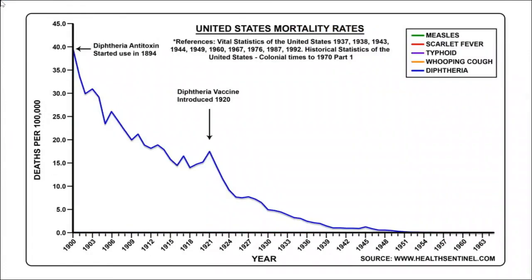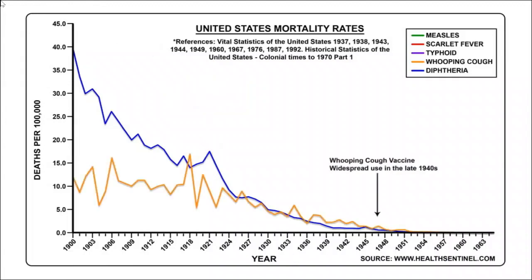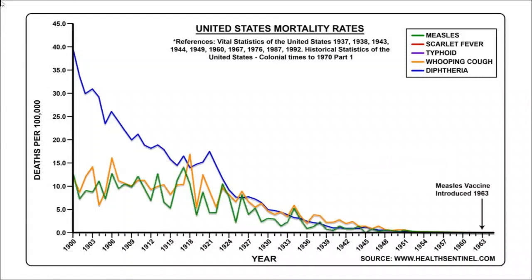This chart of United States mortality rates shows that continued deaths from diphtheria had fallen below 15 per 100,000 before the vaccine was introduced in 1920. Pertussis fell from as many as 16 per 100,000 in 1907 and 17 per 100,000 in 1919 to fewer than 1 by 1951. The vaccine was in use from the 1940s, but sizable drops occurred well before it was introduced.